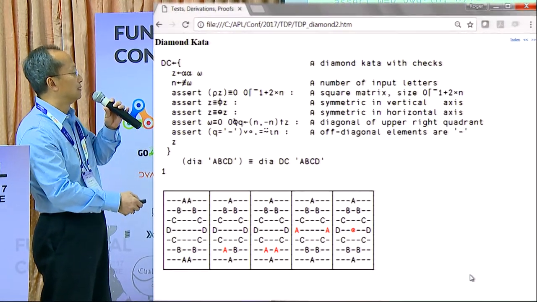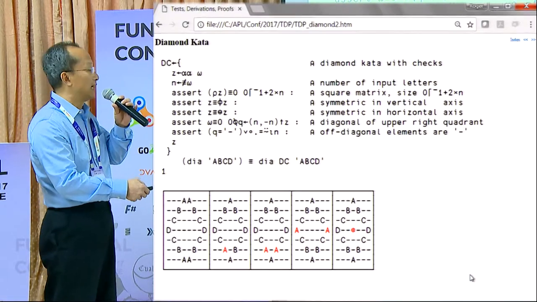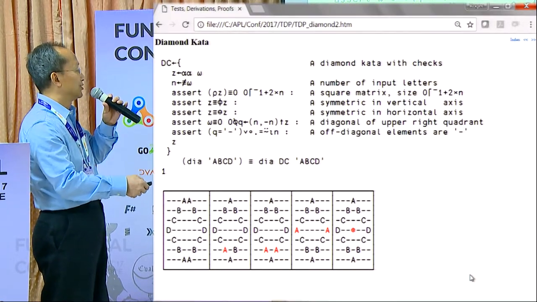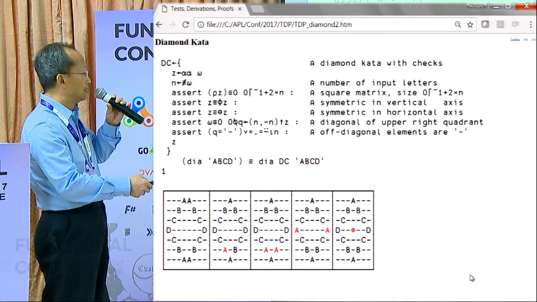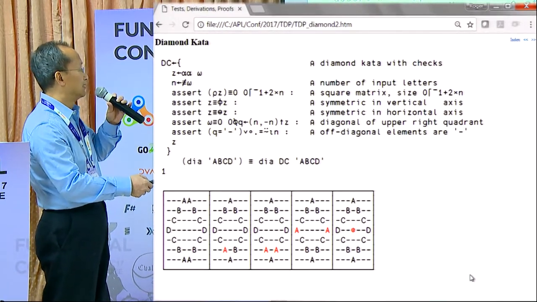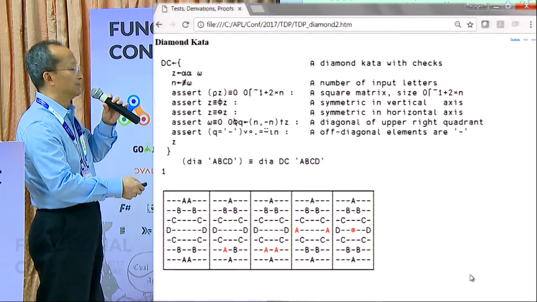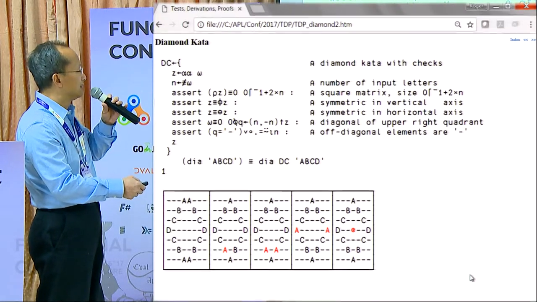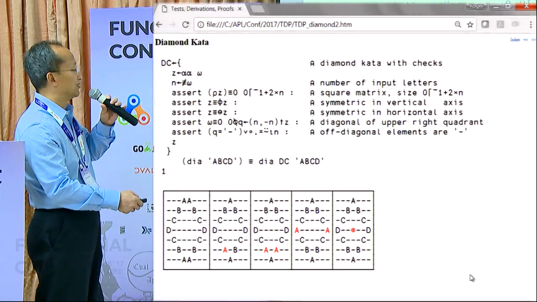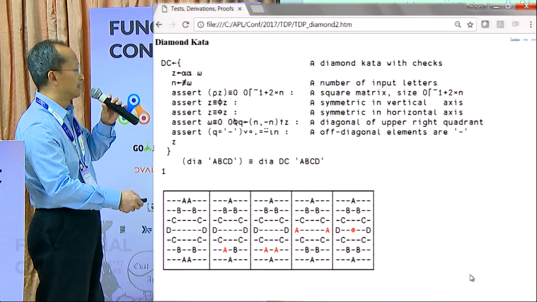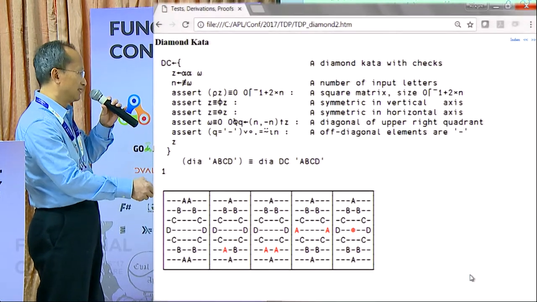So these matrices in the boxes would fail to be a solution to the Diamond Kata problem, each on one of the assertions. So this one is not a matrix of, you see what N is, four, yeah, the shape would be wrong. Because if N is 4, it should be a 7 by 7. But here it's 8 by 7. Here it's not symmetric in the vertical axis, because this is there. And here it's not symmetric in the horizontal axis. Like if you flip this, it will be a different matrix.